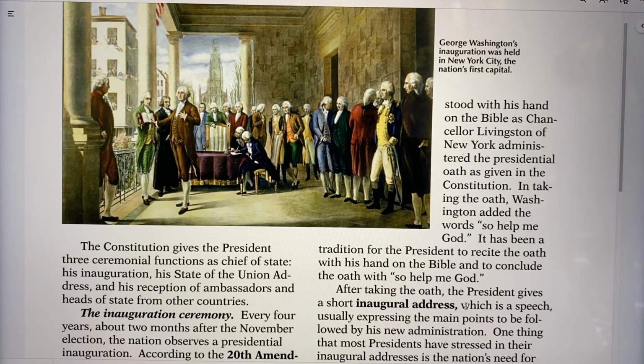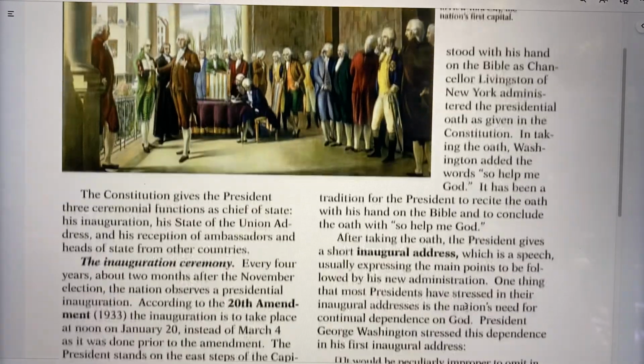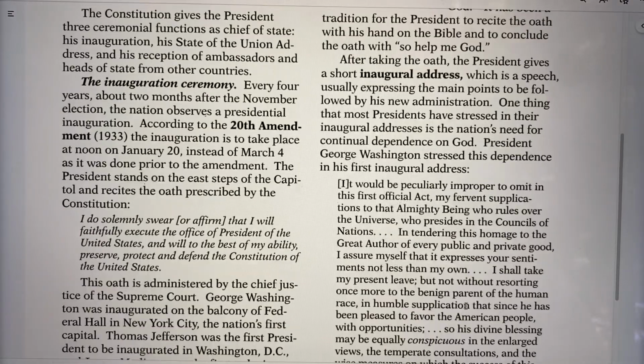But nations, we know, even as in the time of George Washington, need to know that the president is actually putting his continual dependence on God in the midst of the inaugural address. So it says, after taking the oath, the president gives a short inaugural address, which is a speech usually expressing the main points to be followed by his administration. And one of the things is that continuous dependence on God. President George Washington stressed this dependence in his first inaugural address.